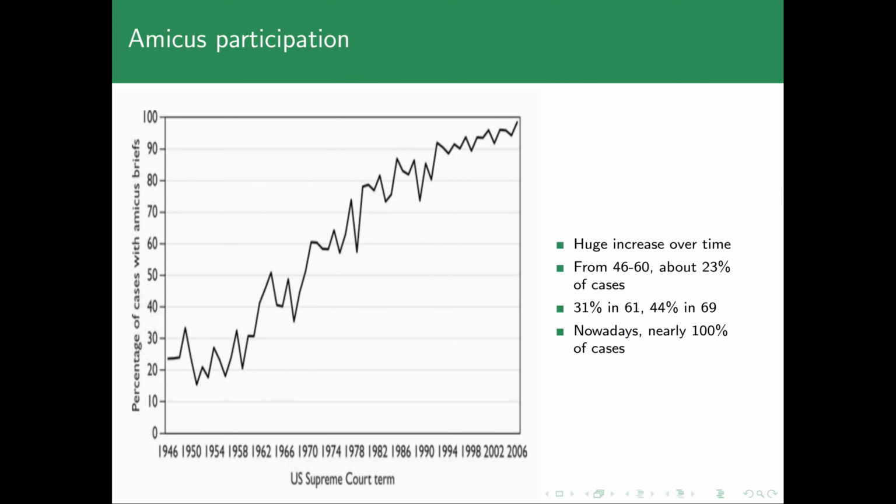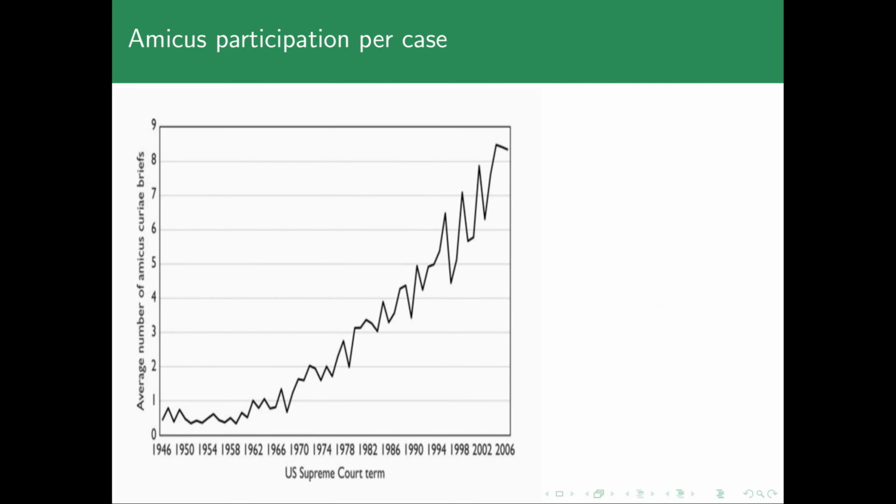So that's it over time. That's the number of cases that have at least one. But what about the number per case? Has that increased as well? And that's what we're looking at here. The x-axis is the same, 1946 to 2006. The y-axis now is the average number of briefs per case. And there's a similar increase over time.